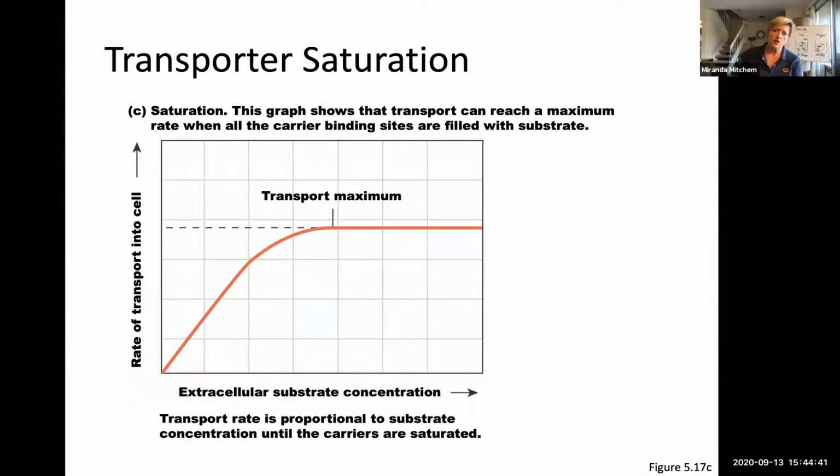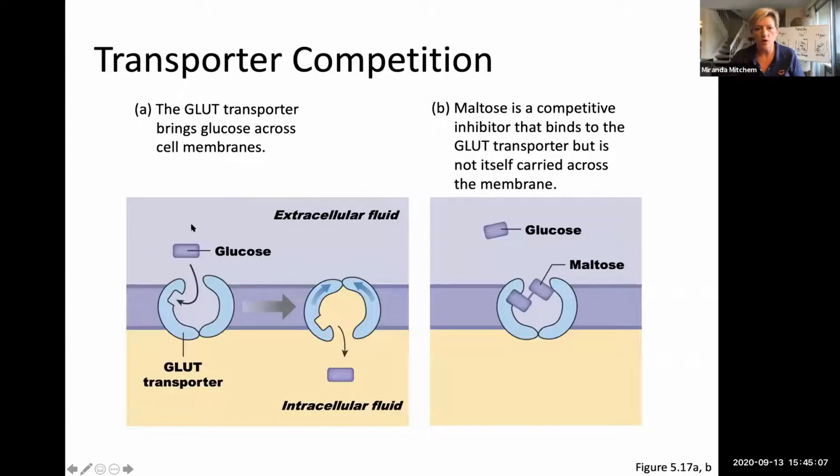So an example of saturation is seen here in this graph. On the x-axis, we're looking at the extracellular substrate concentration, so what's being moved through the transporter, versus on the y-axis, we're looking at the rate. So as we have more of the substrate, it's able to move because of the gradient. Let's go back. If we have a bunch more glucose out here, it's going to move quicker because it's going to get to its binding site quicker because the gradient is steeper, and that influences the rate of diffusion.